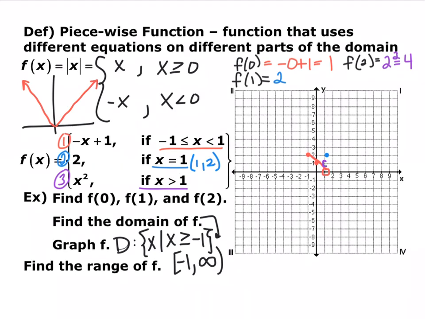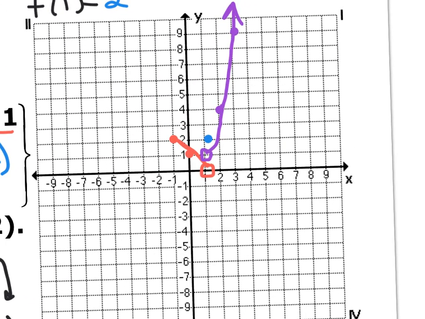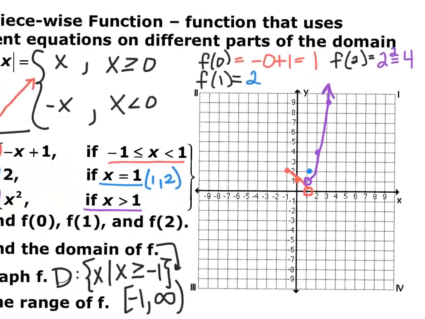So I'm going to put an open circle on (1, 1), and then from there on, it just looks like the parabola y equals x squared. So I have a point at (2, 4), and a point at (3, 9). So it's going to look like this. So this whole thing is the function f of x. You have the first part in red, this line. The second part is just this blue point, and then the third part is the purple parabola. But the entire thing makes up the function y equals f of x.